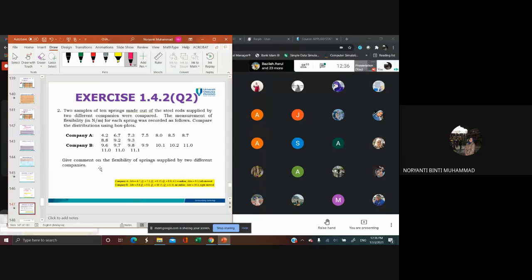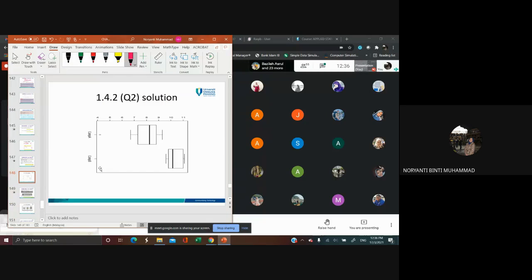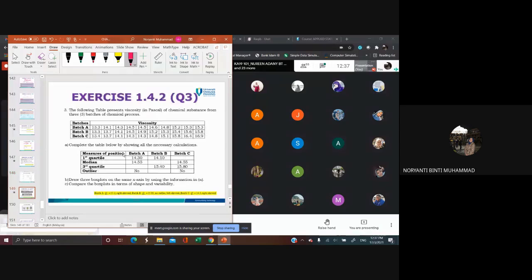Another example, you can try this one as well. And this is the solution. Okay, in one axis. So similar for your assignment, it will be in one axis. Okay. And this is another exercise. You can see fill in the blank and then draw. Okay, draw the 3 box plots and then compare the box plots in terms of shape and variability. So make sure you do the exercise, okay? This time I didn't ask you to submit, but make sure you do, okay? And this is the answer.